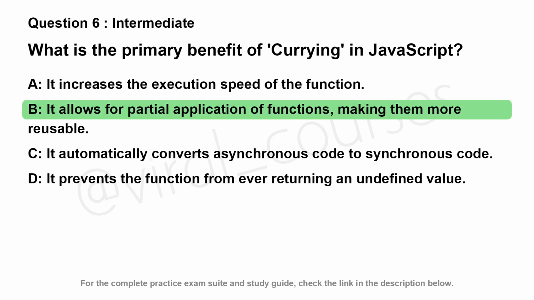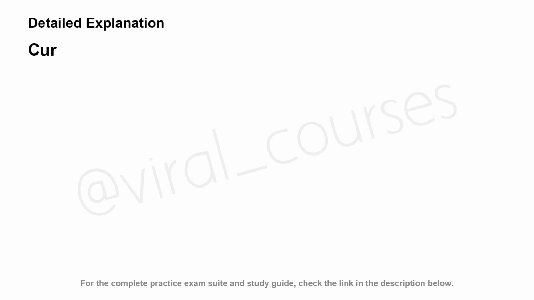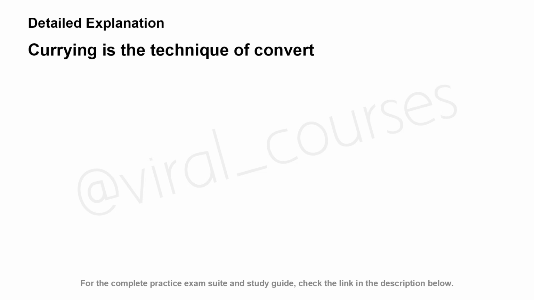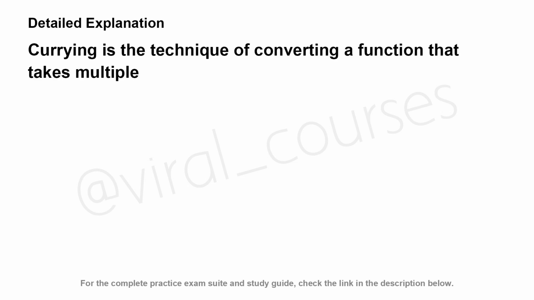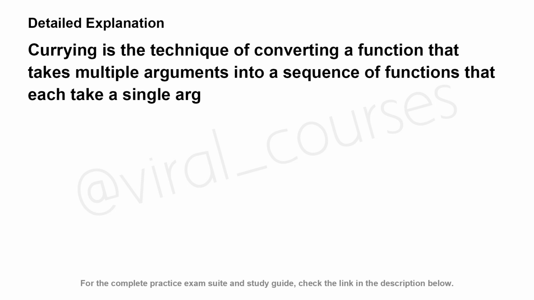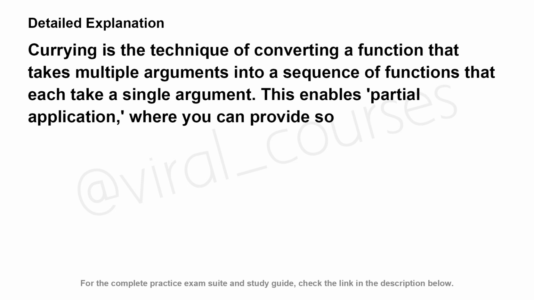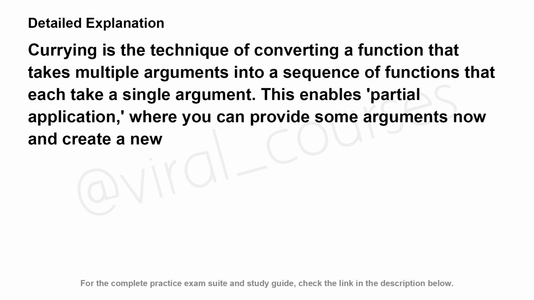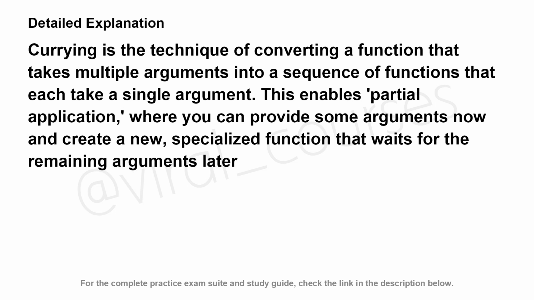The correct answer is B. Currying is the technique of converting a function that takes multiple arguments into a sequence of functions that each take a single argument. This enables partial application, where you can provide some arguments now and create a new, specialized function that waits for the remaining arguments later.